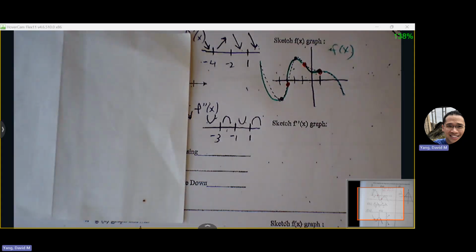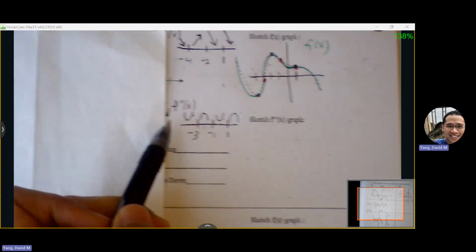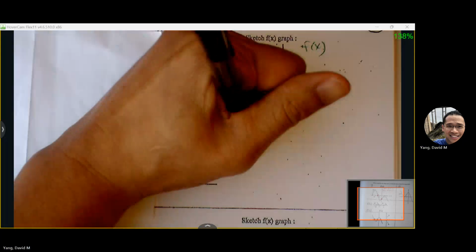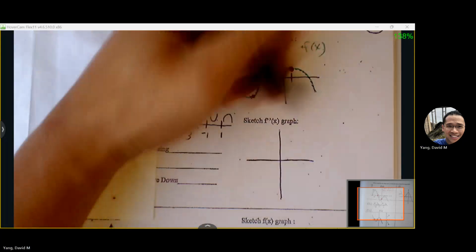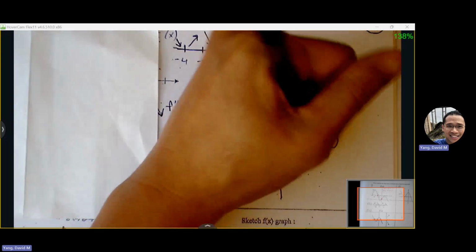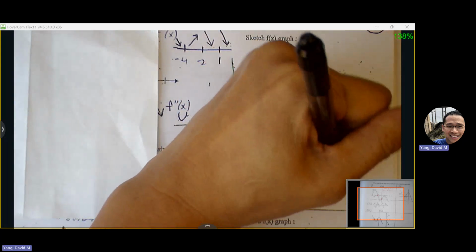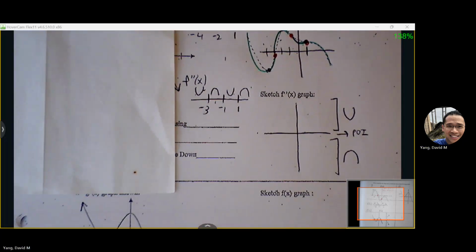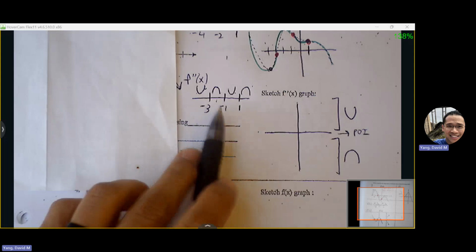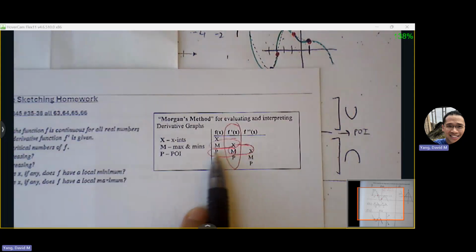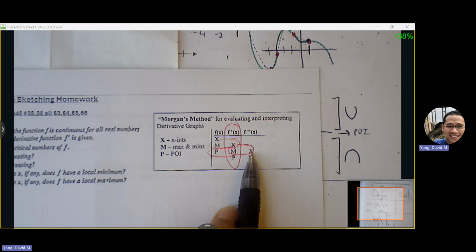Okay, let's create our f double prime graph. The f double prime graph is based purely off your sign line. Let's label what we're dealing with here. Above the x-axis is concave up. Below is concave down. On the x-axis is my point of inflection. So we start off with the x-intercepts, right? For the second derivative, your points of inflection are your x-intercepts.